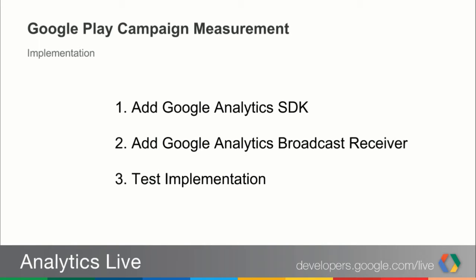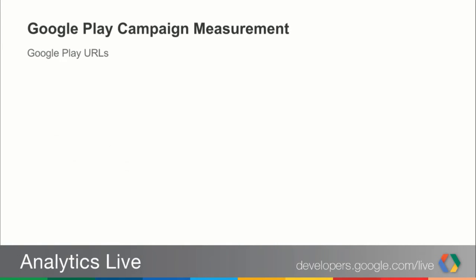So that's the first 3 steps. So you've implemented the Analytics SDK, you've added the broadcast receiver, you've tested the implementation, so hopefully everything looks good there. And then the last step is just to generate those Google Play URLs. And this is really easy to do.